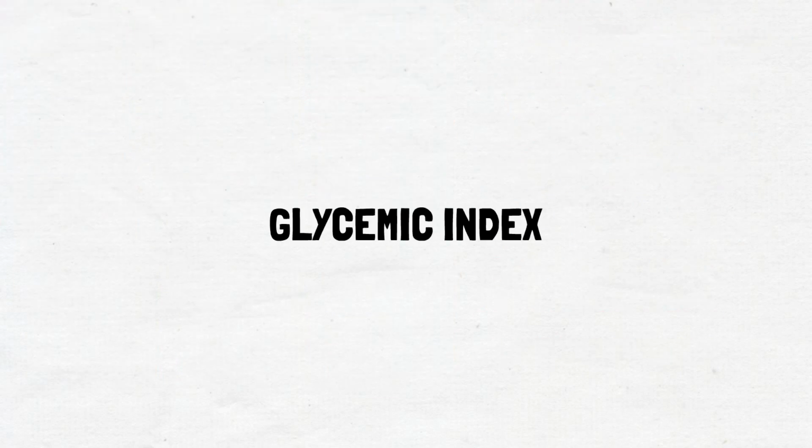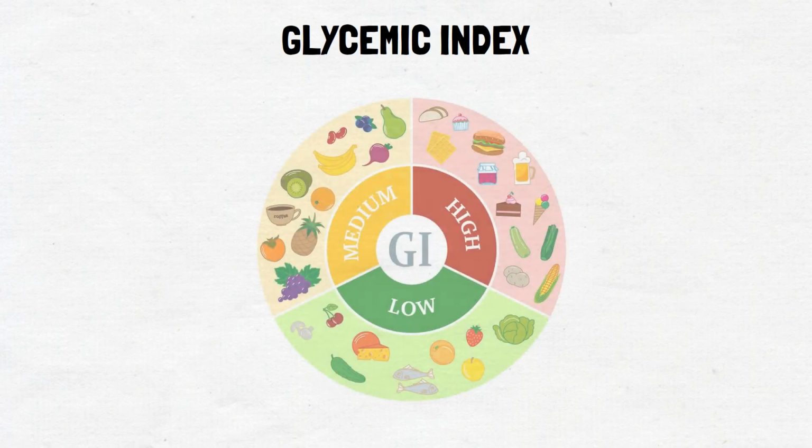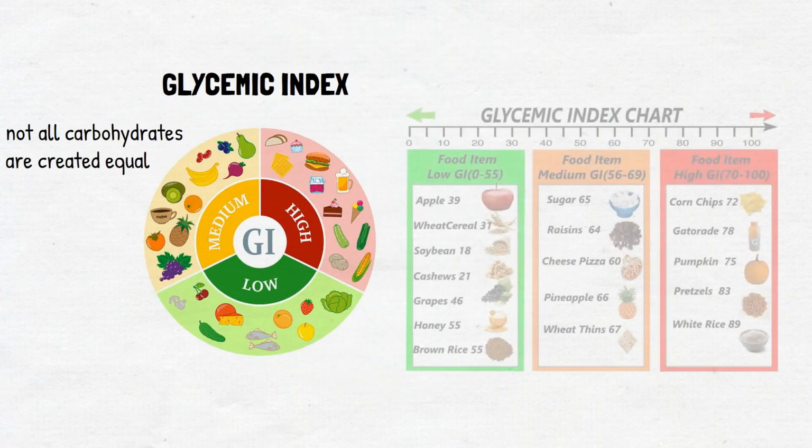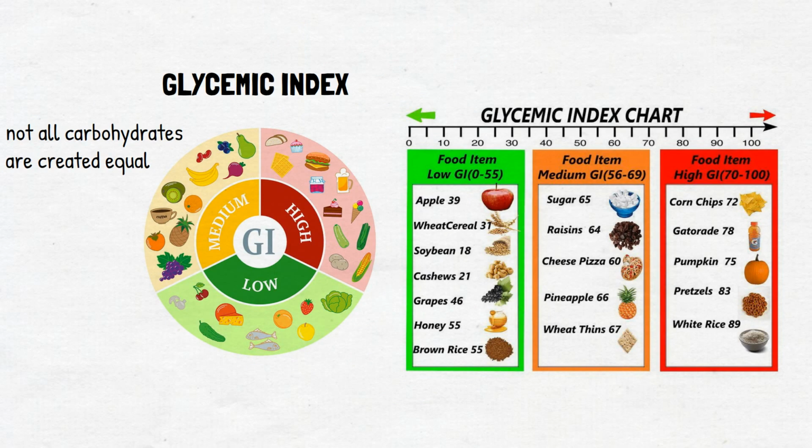Glycemic index. Another important concept in nutrition to keep in mind is known as the glycemic index. The glycemic index is a measure of how quickly a particular food raises blood glucose levels after it's consumed. However, it's important to note that not all carbohydrates are created equal, as some are digested and absorbed more quickly than others. The glycemic index is a scale that ranks carbohydrates from 0 to 100 based on how quickly they raise blood glucose levels.